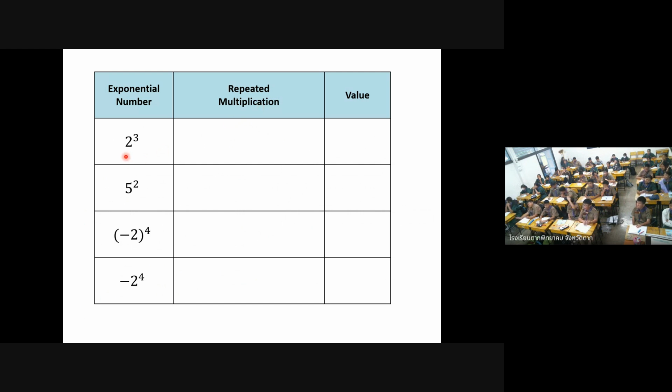So we have 2 to the power of 3, right? Let's find the value. We know that 2 to the power of 3 is 2 times 2 times 2. Now, when we talk about the value, you just evaluate the multiplication. What is 2 times 2? 4. What is 4 times 2? Therefore, the value of 2 to the power of 3 is 8. How about this one? 5 to the power of 2. What is the value? The value is 25. Why? Because 5 to the power of 2 is 5 times 5, and 5 times 5 is equal to 25.